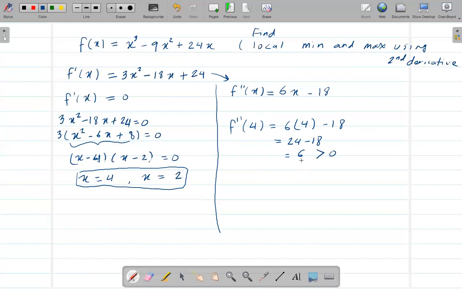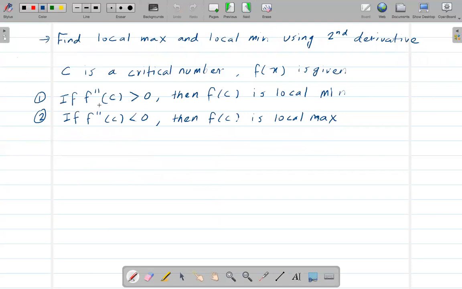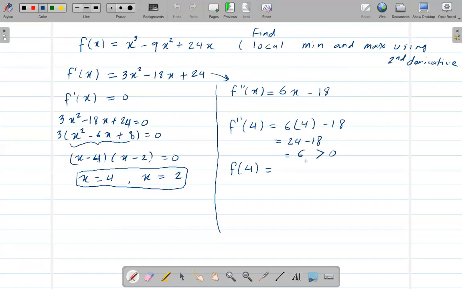All right, so this is a positive number. If f double prime is a positive number at that critical point, then we can say that at this point it will be a local minimum. Like I said here, if we get a positive, then at that point we will get a local minimum. So let's find that point.